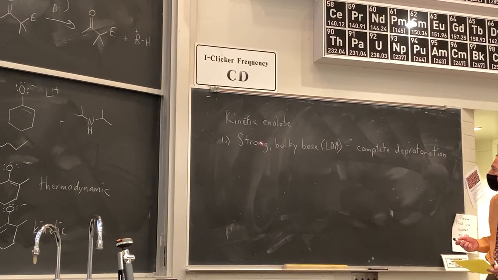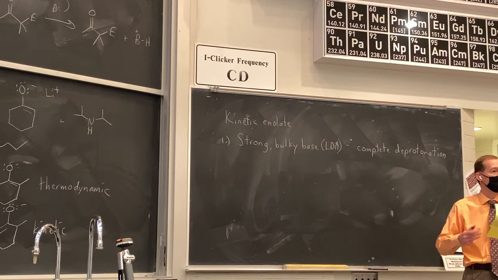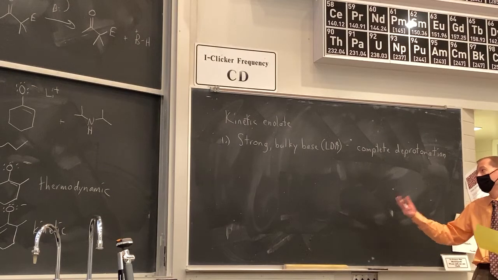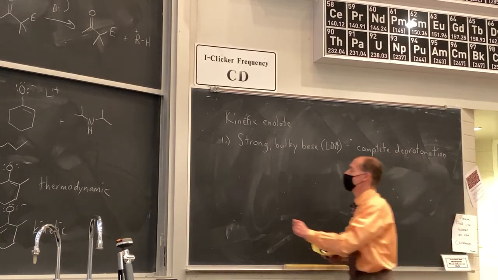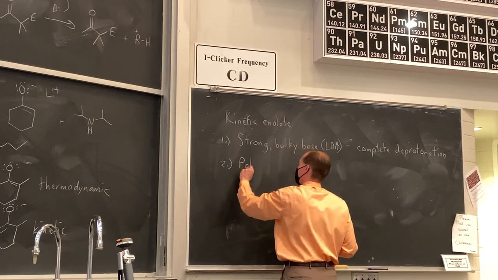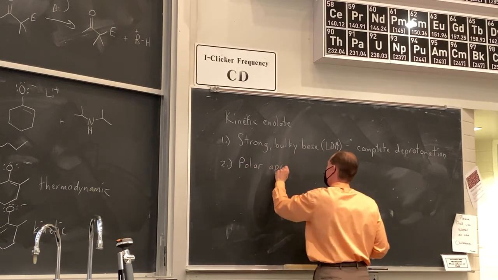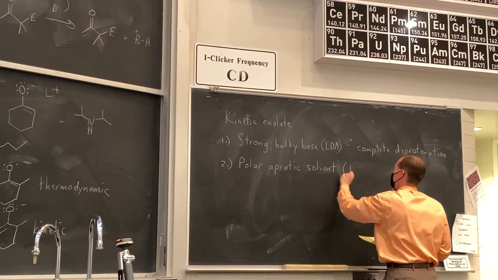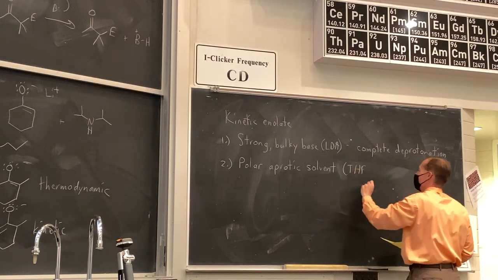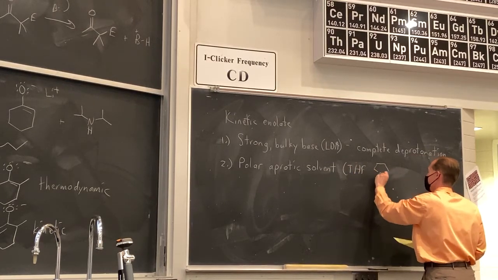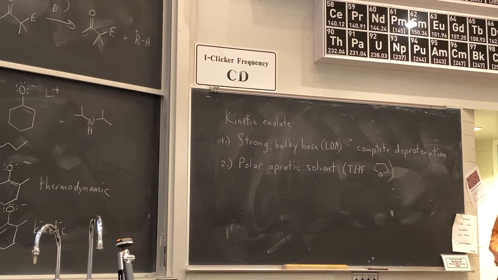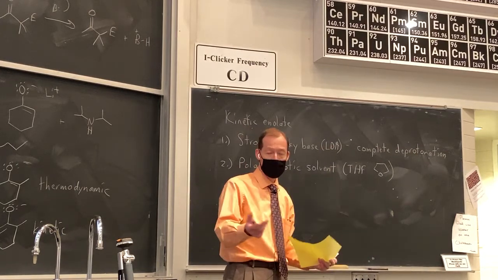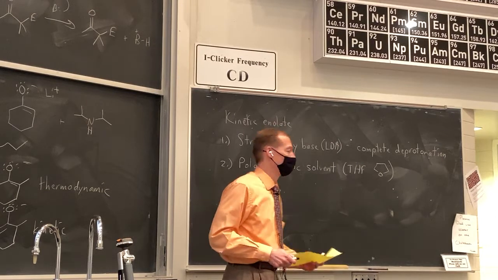So we need a strong base, and the fact that it's bulky is going to cause the difference in rates between forming the kinetic and thermodynamic enolates to be greater. Okay? Second thing we need is a polar aprotic solvent. THF is our most common polar aprotic solvent. It's a cyclic ether, looks like this. We need a polar solvent to make enolates because our reactants are polar. Our bases are salts typically, so they're highly polar. Our ketones are polar, so it has to be polar.